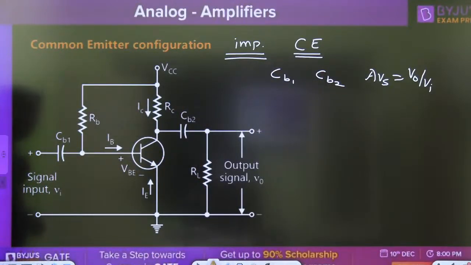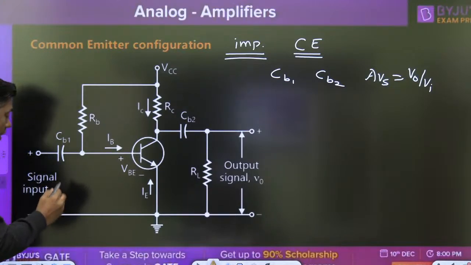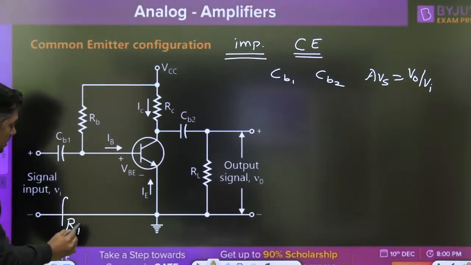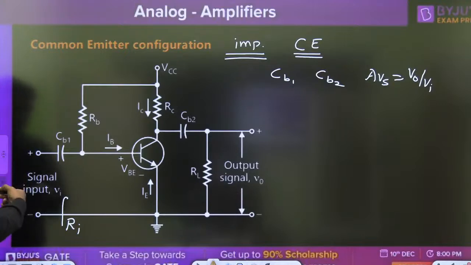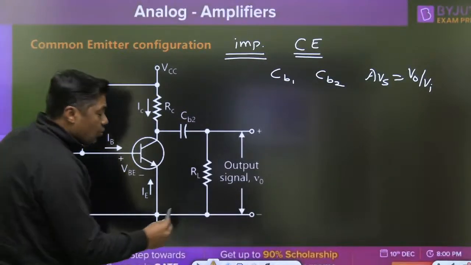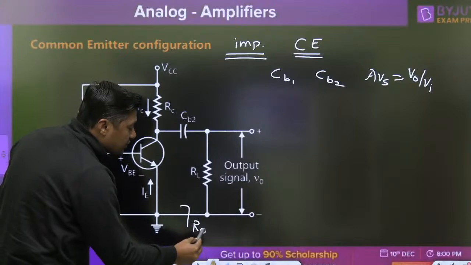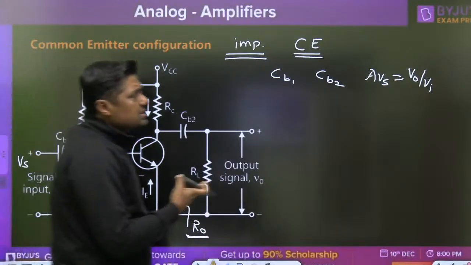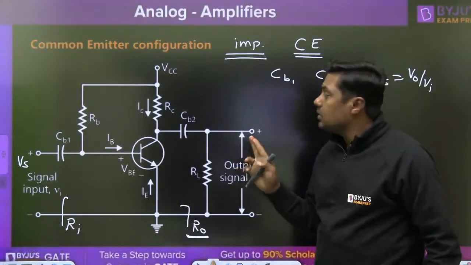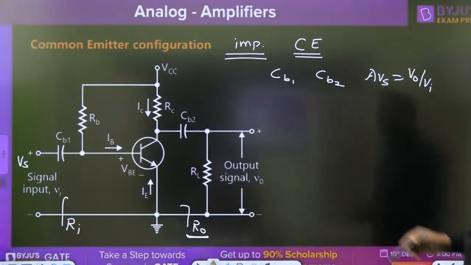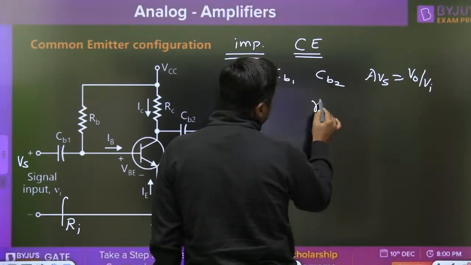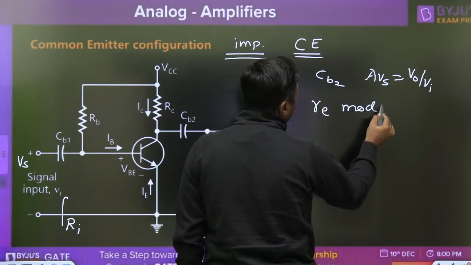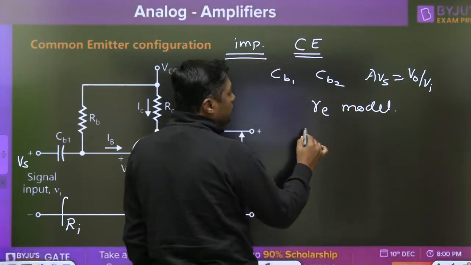Third, you have to find the input resistance seen by Vi or Vs. What is the input resistance seen by Vs? That is another important question. Or sometimes they will ask, what is the output resistance here? So these are the types of questions from this particular diagram. Now to solve this diagram, we can use the RE model, which is also called the T model, or we can use the pi model.